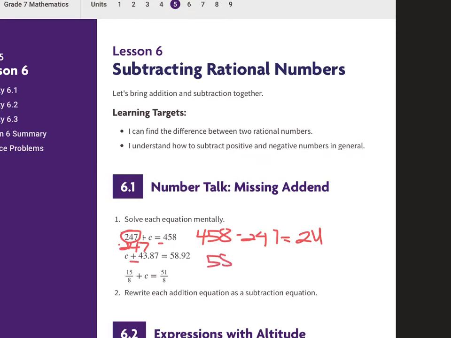So 58.92 minus 43.87. Use a calculator. I know it says not to, but do it anyways. 58.92 minus 43.87 is 15.05.